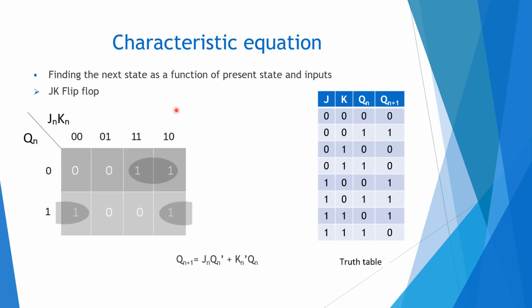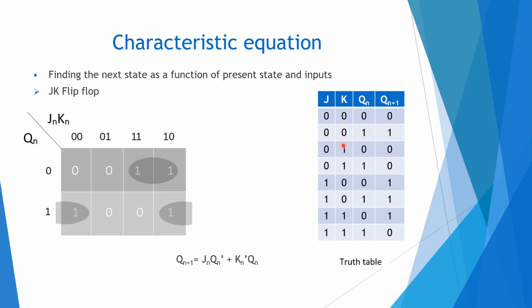Now let us see the characteristic equation. A characteristic equation of a flip-flop means finding its next state as a function of present state and inputs. Next state means Qn plus 1, so Qn plus 1 as a function of Qn and input. For a JK flip-flop, the characteristic equation means Qn plus 1 as a function of Qn, J and K. We can write a truth table and then find the function of the next state with a K map. First we will see the truth table.